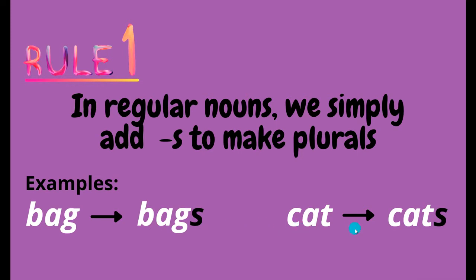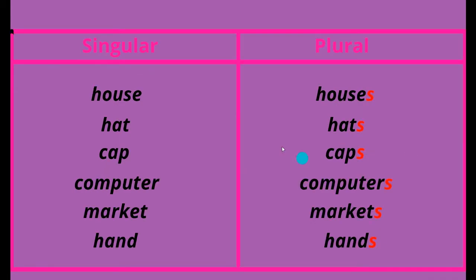The other word is cat, and it will be cats. The spelling is the same, and we are adding s to make it plural. Let's see some more examples. These are singular words, and these are plural words. The first one is house. The plural is houses. The word is hat. Plural is hats.